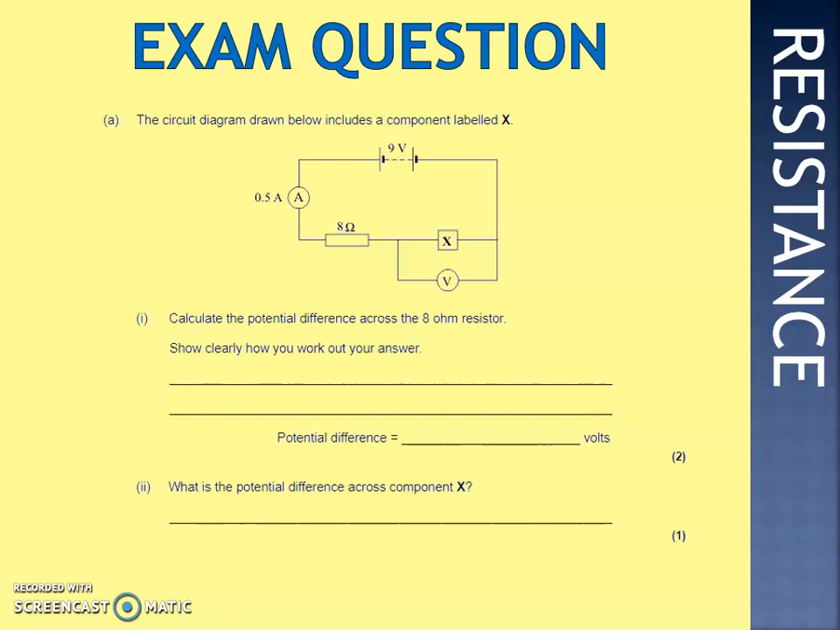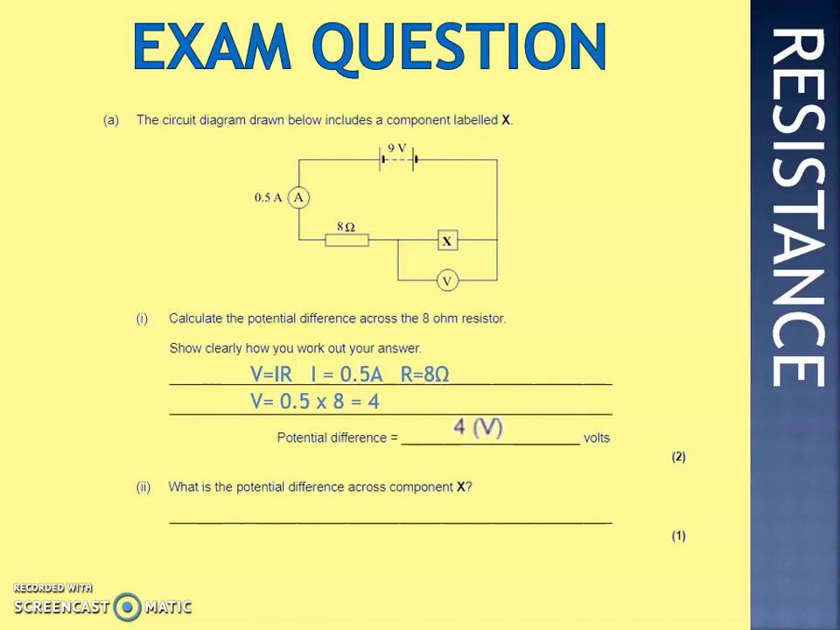Okay, question tells us the potential difference across the 8 ohm resistor. Okay, how do you work out your answer? Well, V equals IR, I is 0.5 and the resistance is 8. I've got 0.5 there from the question. V equals 0.5 times 8, giving us 4, so our potential difference is 4 volts.